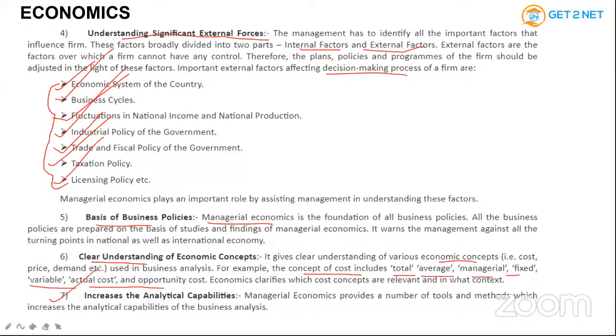And the last is that it increases analytical abilities or capabilities. Why? Because a number of tools and methods are there. Obviously, it will help in future decision making and in the analytical capability of business analysis. Okay, clear all of you? Clear? Any doubt?